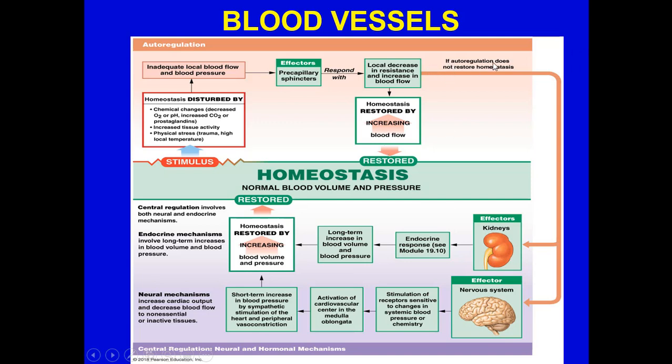If, notice right up here, autoregulation does not restore homeostasis, then we start acting on these structures: kidneys, the endocrine response, the long-term increase in blood volume and blood pressure, the nervous system. We're going to have changes that are going to trigger systemic blood flow due to the changes in the blood pressure and the chemistry. We're going to act on the cardiovascular center in the medulla oblongata, and you're going to increase blood pressure by sympathetic stimulation of the heart and peripheral vasoconstriction.